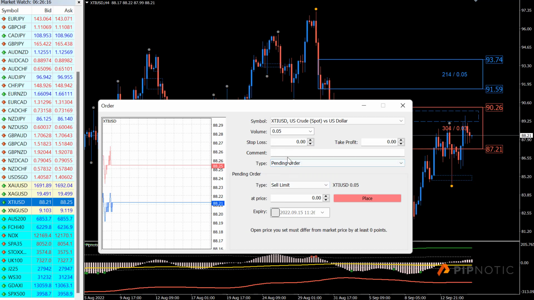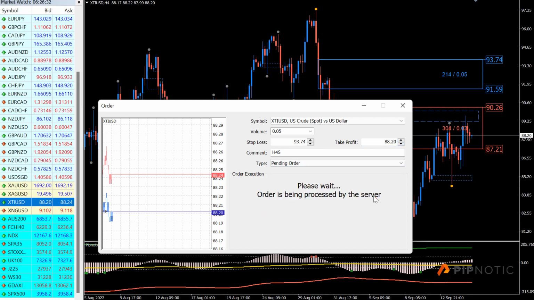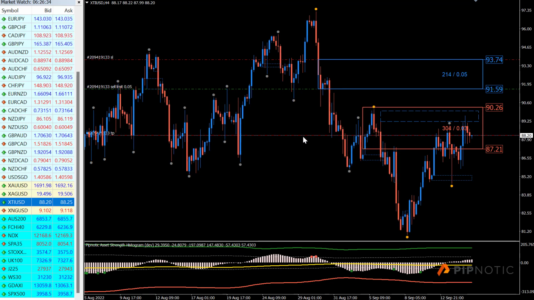Sell, and this is boom, supply, 4 hour supply, sell at 91.59, stop is at 93.74, and I'll do that later. So this is what we're looking at currently.